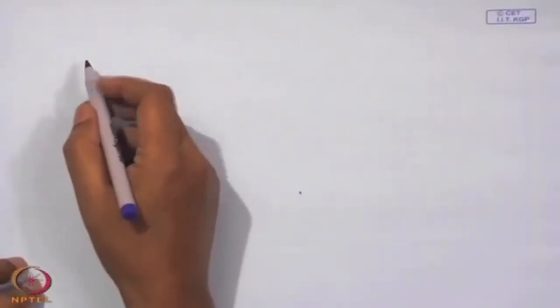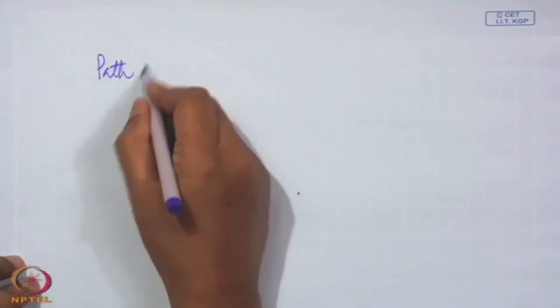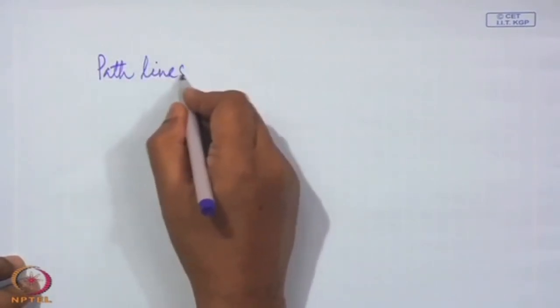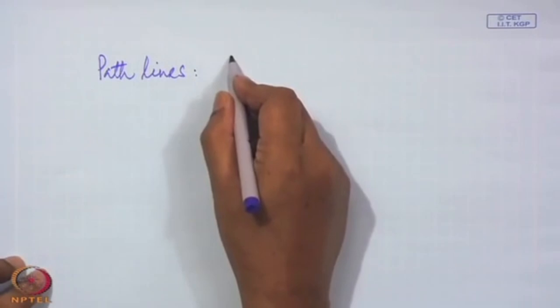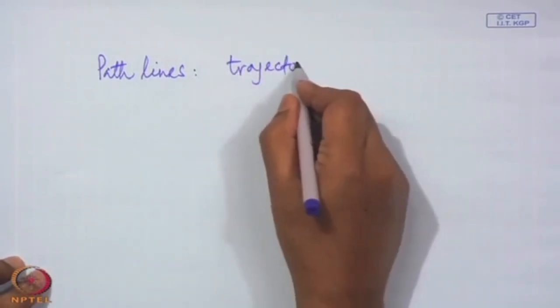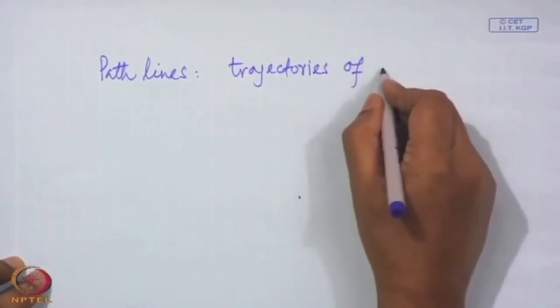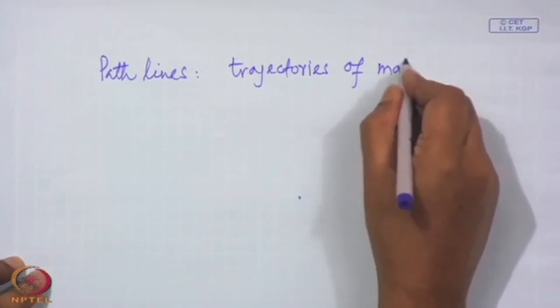So, the path lines are trajectories of fluid particles, material fluid elements.